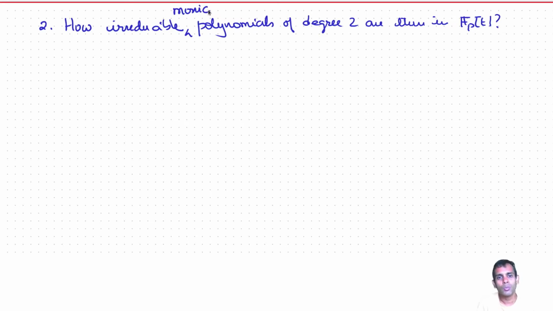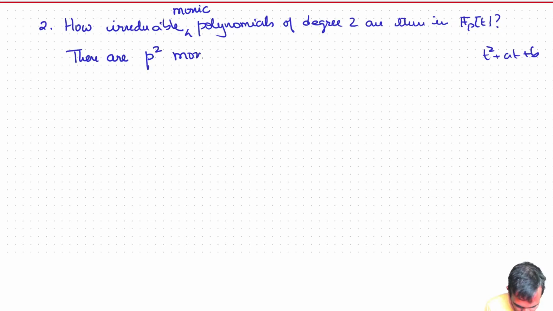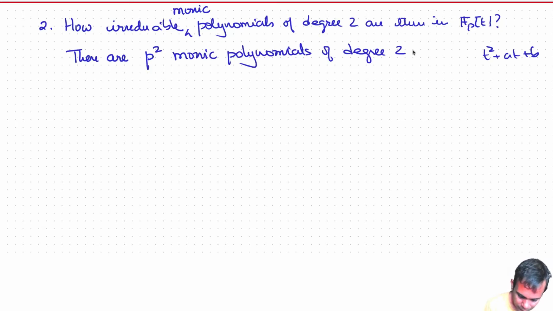Okay. So one way to find the irreducible polynomials is to start with all polynomials. So there are totally p squared monic polynomials of degree 2, because each monic polynomial is of the form t squared plus at plus b. You have p choices for a and p choices for b. So there are totally p squared monic polynomials of degree 2 in F_p[t], irreducible or not.